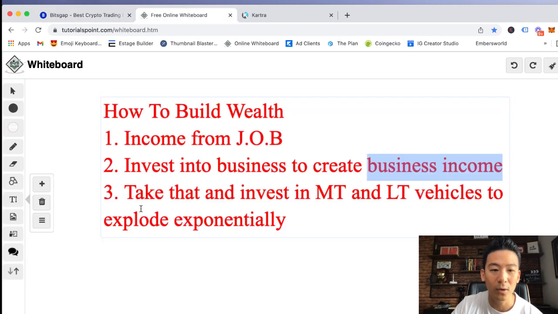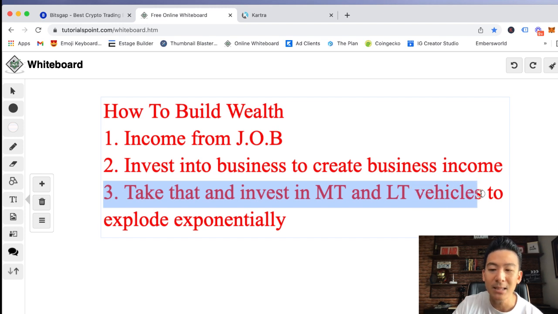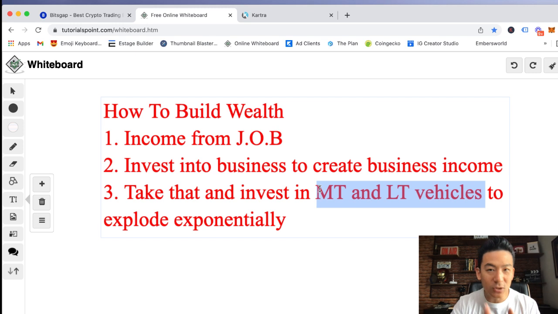And that's how you grow real wealth, because I've now taken that money and I've invested it into mid to long-term vehicles. Okay, that's the key word here, mid to long-term vehicles, because I don't need that money right now, right? I've got that in savings. I'm going to put it into vehicles that are just going to grow on autopilot exponentially, right? And Bitsgap is one of those vehicles.